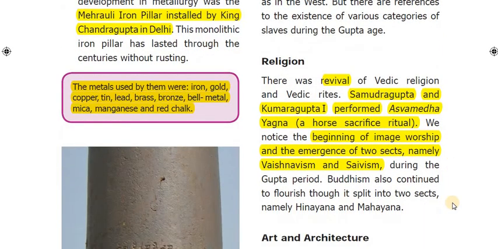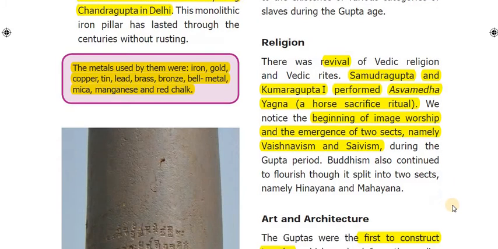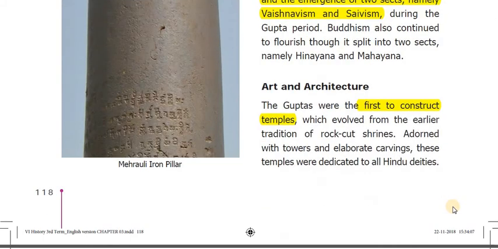Religion. There was a revival of Vedic religion and Vedic rites. Samudragupta and Kumaragupta once performed Aswamedha Yagna. We notice the beginning of image worship and the emergence of two sects, namely Vaishnavism and Saivism, during the Gupta period. Buddhism also continued to flourish, though it split into two sects, namely Hinayana and Mahayana.